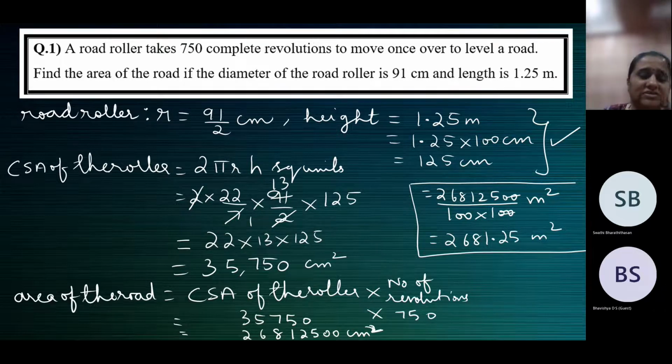Now, supposing you get CSA as a fraction, don't divide and find the decimal value. Take the fraction further into the next step. So substitute the CSA of the roller, that fraction, into 750.